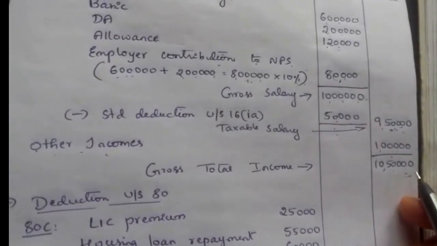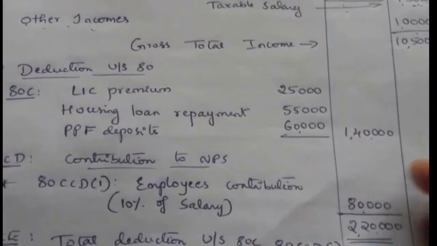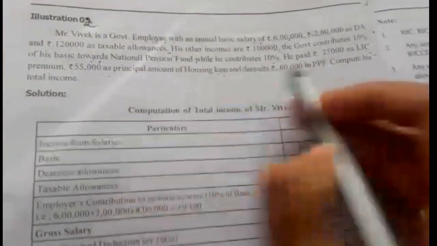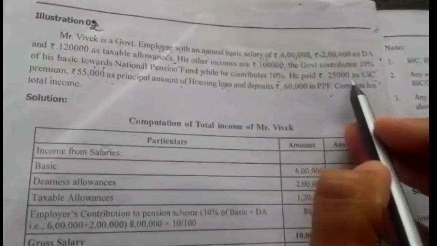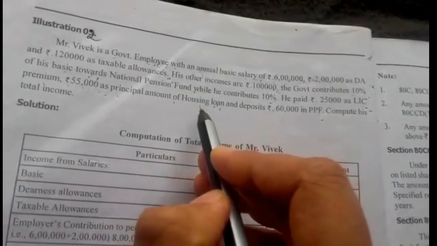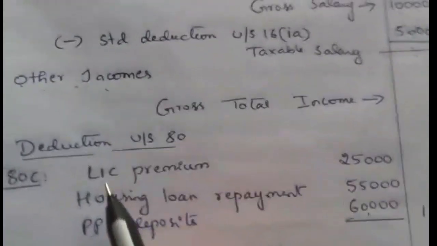So from the gross total income he claims the deductions. The first deduction is 80C. Under that, he has paid the LIC premium 25,000, 55,000 for housing loan repayment, and PPF deposit 60,000. So we have to write them one by one.